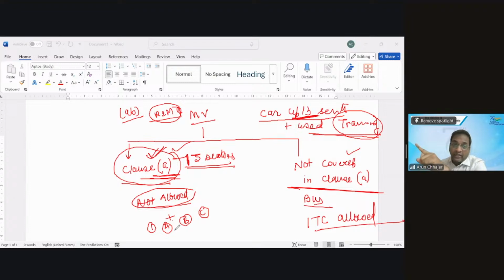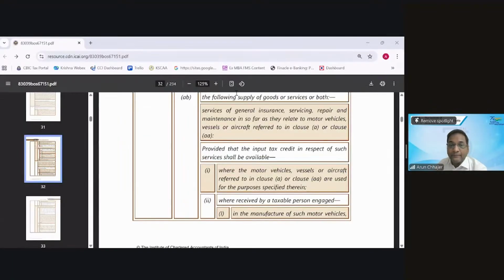ITC is normally not allowed, but why is it allowed then? See, if it is referred in clause A, then ITC is not allowed. Why is it being allowed? Because it is used for the purpose specified therein. Now let me highlight the words again. In my example, the motor vehicle is covered in clause A plus it is used for the purpose specified therein. Therefore, ITC was allowed.